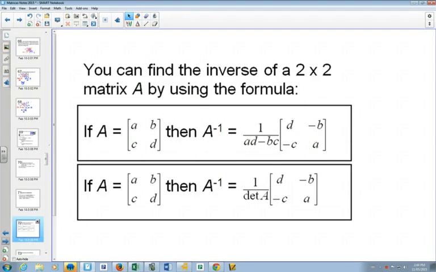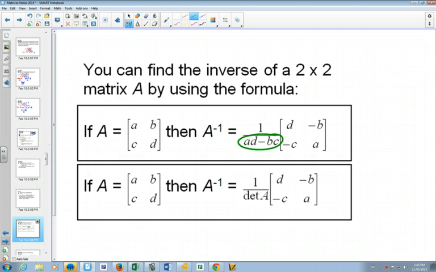So here's the formula for finding the inverse of a 2 by 2. What you have to do is find the determinant, and then you do 1 divided by the determinant. Remember that we couldn't have a determinant of 0 to have an inverse? And this is the main reason why. Because if our determinant was 0, we'd do 1 divided by 0, and then the inverse wouldn't exist.